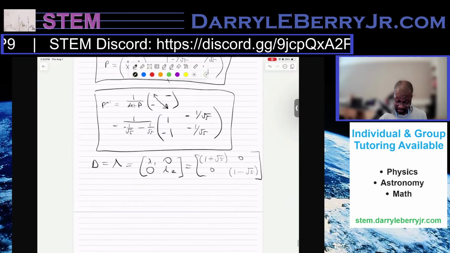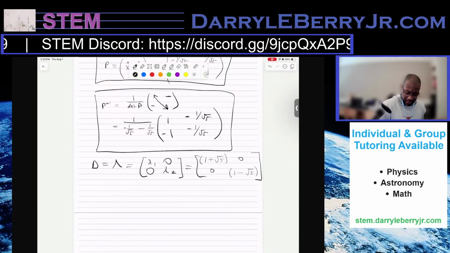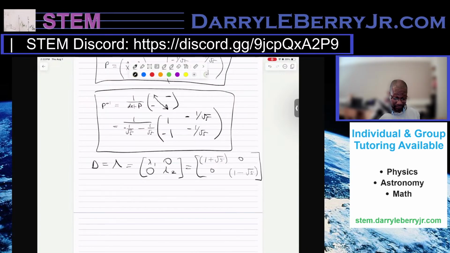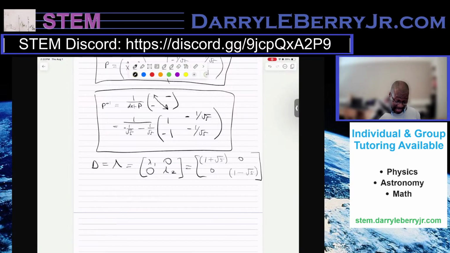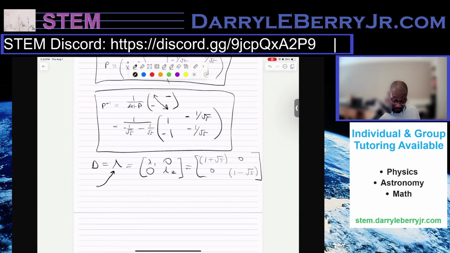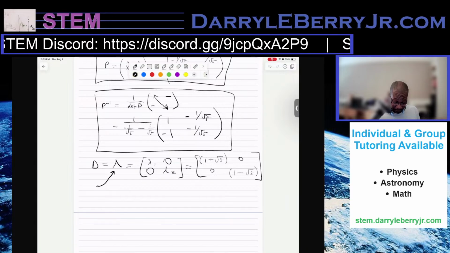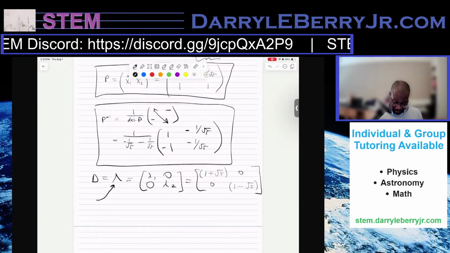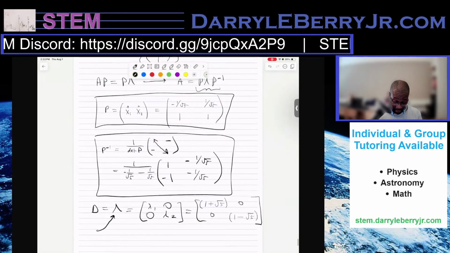So in this case, my understanding is it doesn't have to be the eigenvalues, but if you have a system that has eigenvalues and eigenvectors, then the diagonal will be the eigenvalues. That is, yes, it does.